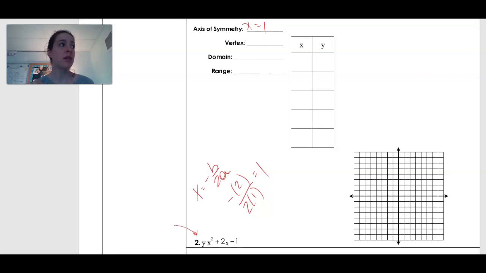So that gives me an axis of symmetry of x equals negative 1, because I almost lost my negative sign right there. So don't lose your negatives like I do sometimes. Okay, so I've got that negative 1.